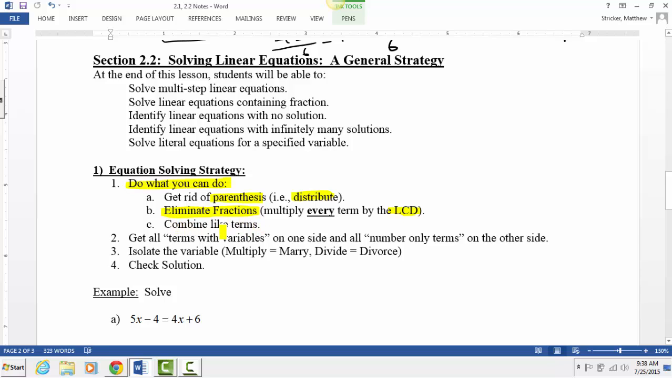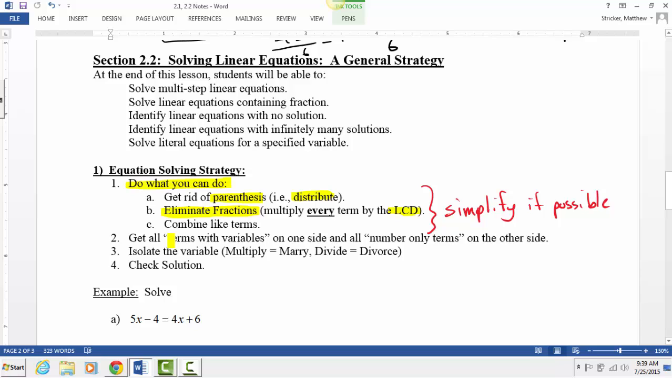So if I were to summarize that first step, what we're really doing here is simplifying what we can. Simplify if possible. Now, we sometimes will skip that first step. There's nothing to simplify. But a lot of times there is stuff that we can simplify. Distribute, get rid of fractions, combine like terms. Once you've done that, then we want to start to organize our terms.